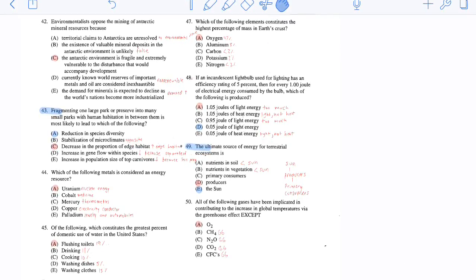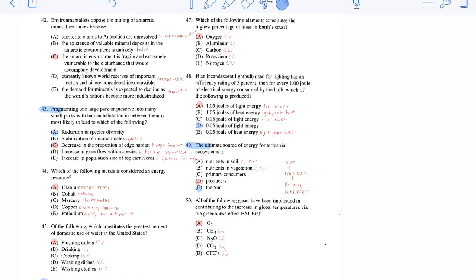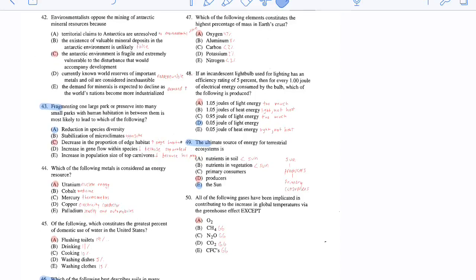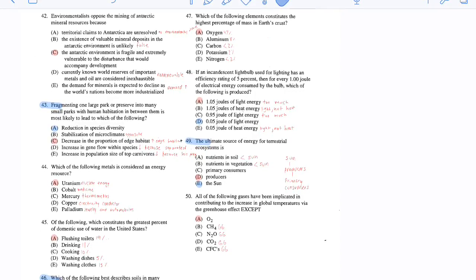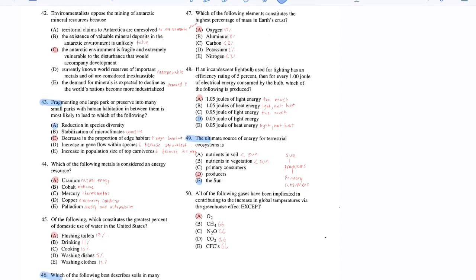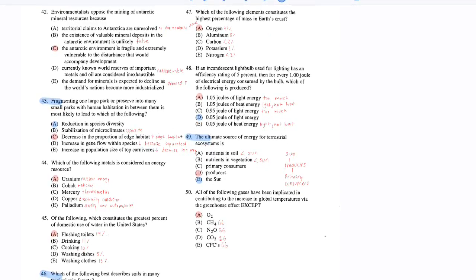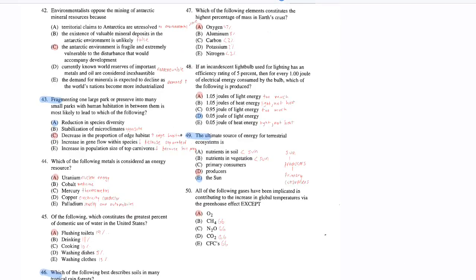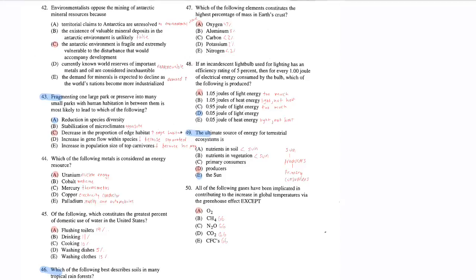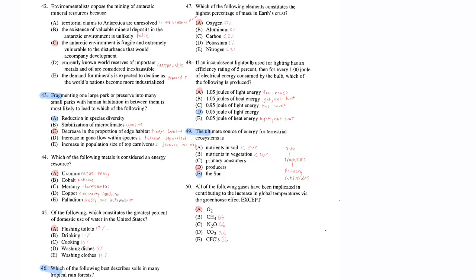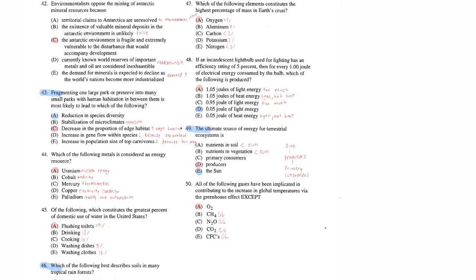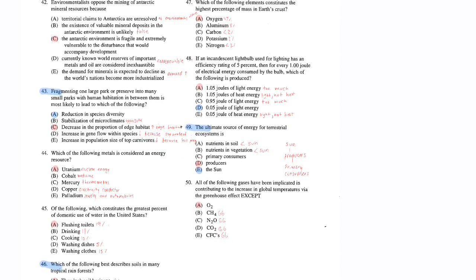Number 43, fragmenting one large park or preserve into many small parks with human habitation in between them is most likely to lead to which of the following? The answer would be A, reduction in species diversity. Option B would be the opposite would occur. Option C, edge habitat would increase. Option D, it would decrease because they're separated.